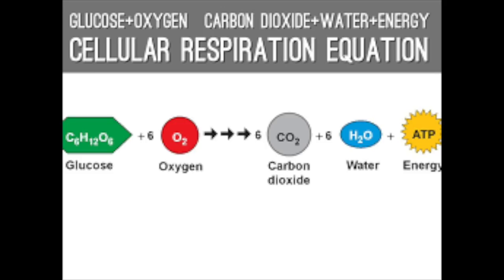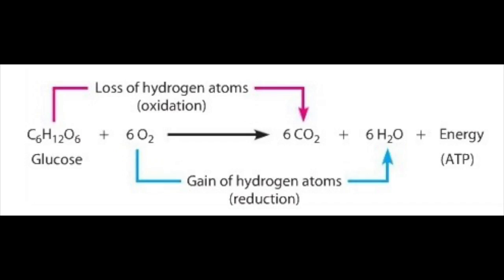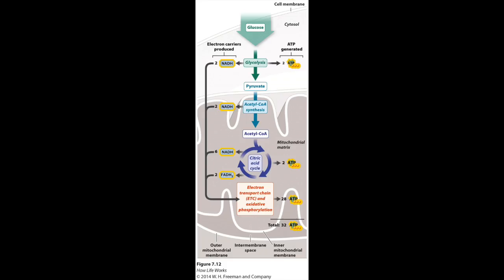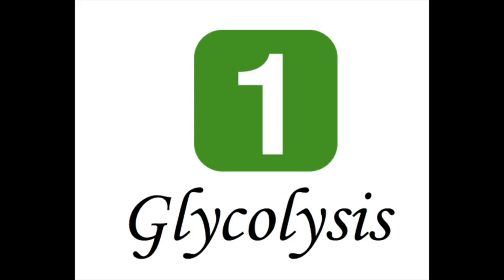The equation for cellular respiration can be explained as glucose and oxygen yielding carbon dioxide, water, and energy. The oxidizing or reducing agents are the glucose to carbon dioxide, and the reduction or oxidizing agents are oxygen and water. There are 4 stages in this process to break down, which we shall be talking about, converting a single glucose molecule into 32 ATP molecules.